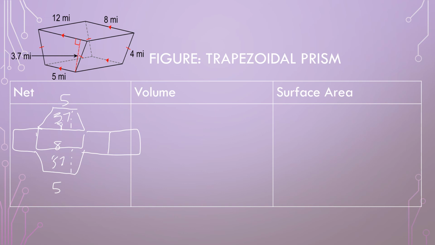And then the sides of the trapezoid, the slanted sides, are 4. Then the lateral height, or the lateral faces, are all 12 tall. Because I already used my 4, I used my 5, I used my 3.7, and I used my 8, so the 12 is the only one that I have left.